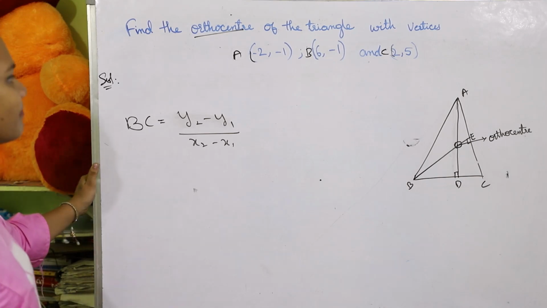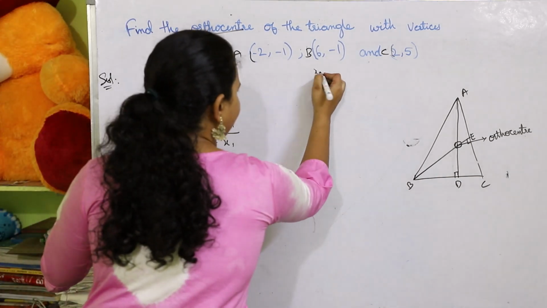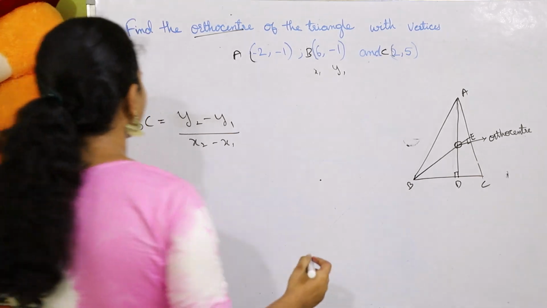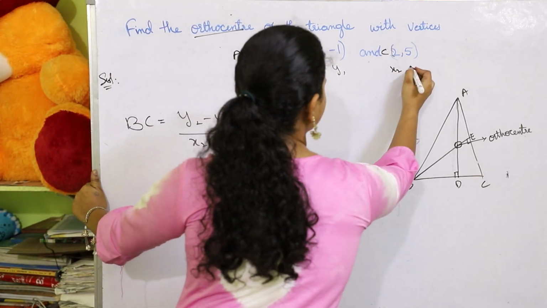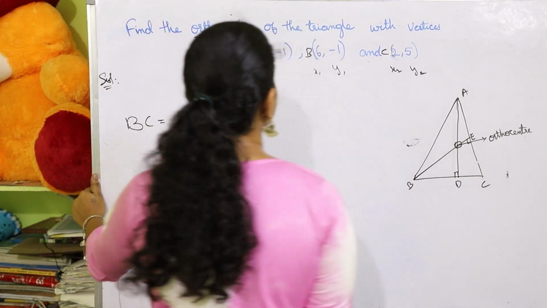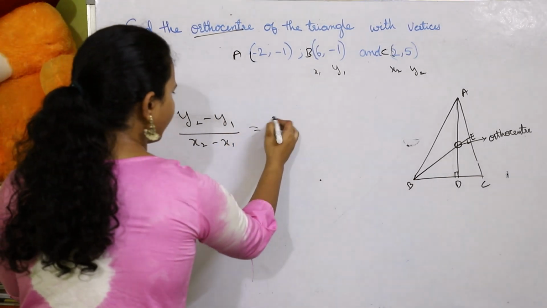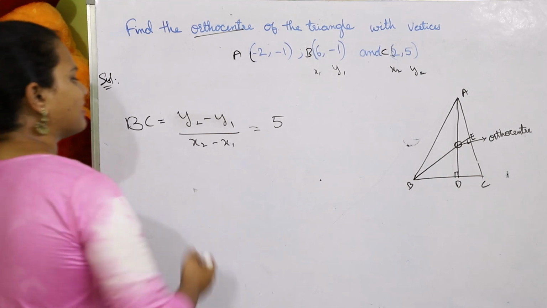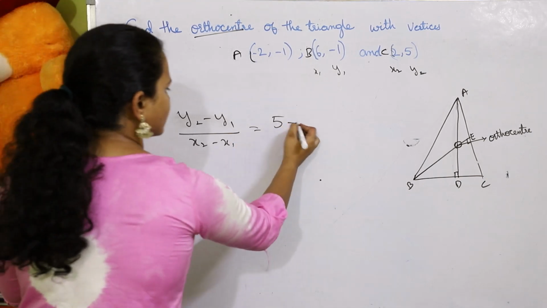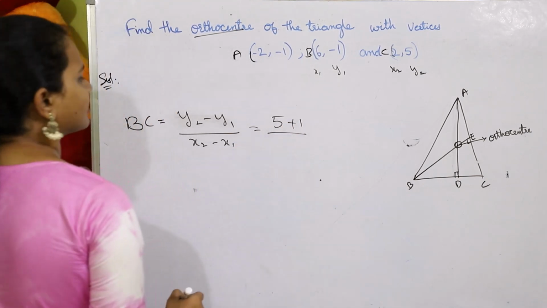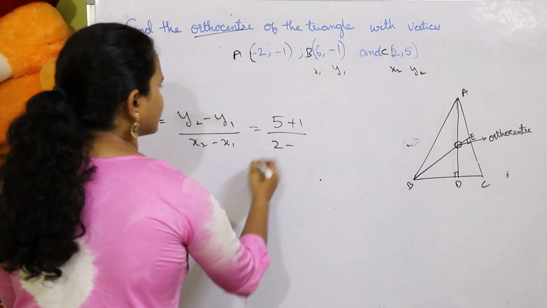So here where B value is what? Consider B as x1, y1 over here, and let C be x2, y2. So where y2 value is what? 5. Y1 value is what? Minus 1. So minus minus plus 1 by x2 value 2 minus 6.